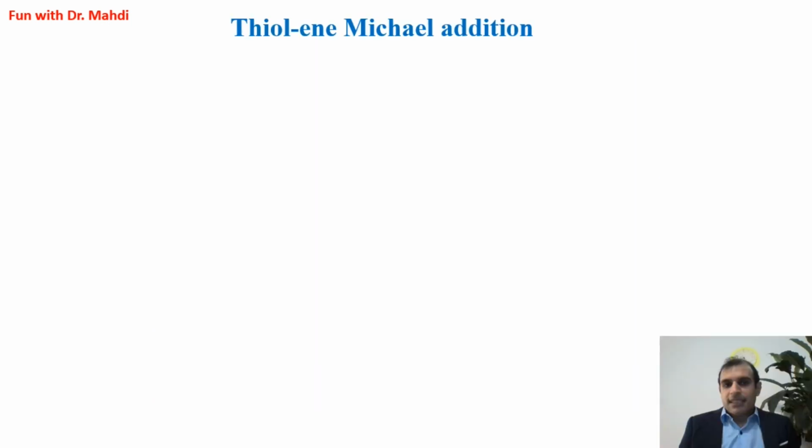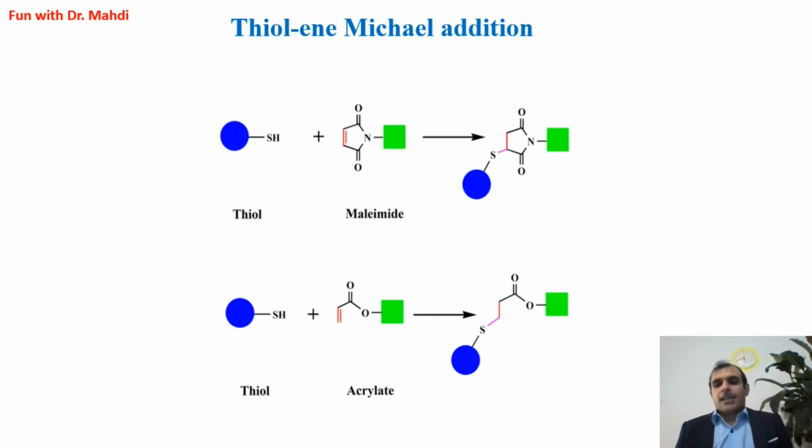Now let's go for the next example of click chemistry, and it's thiol and maleimide addition. We have 2 different types of thiol-Michael addition. One of them is a reaction between thiol and maleimide, and another one is a reaction between thiol and acrylate. Maleimide is an unsaturated imide. You can see a double bond in the structure of maleimide. It can participate in the reaction with thiol, and it will give us this product.